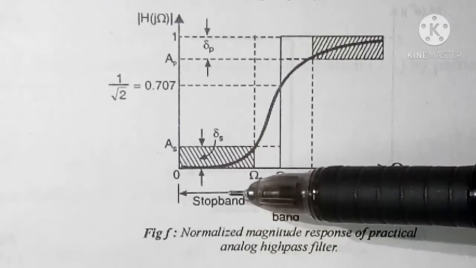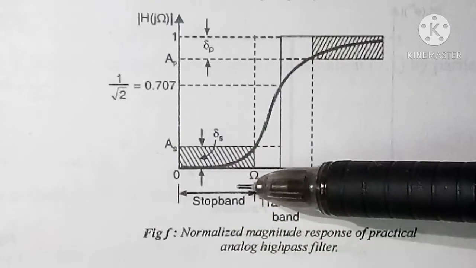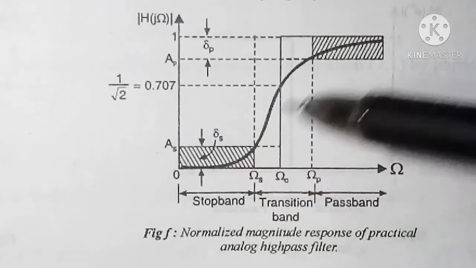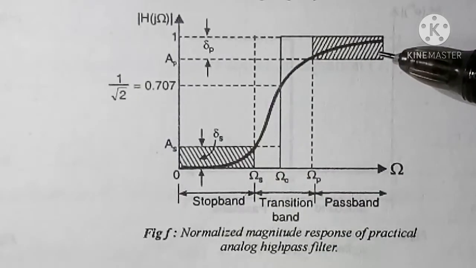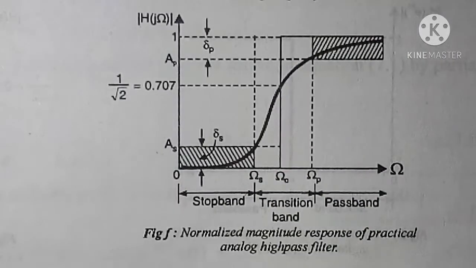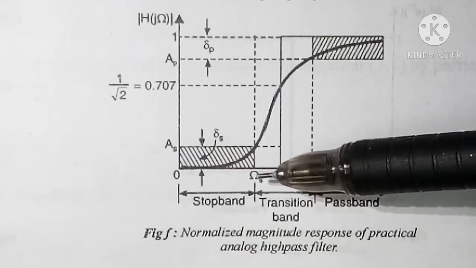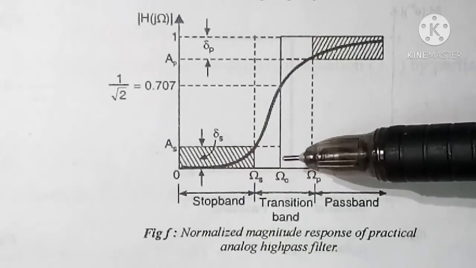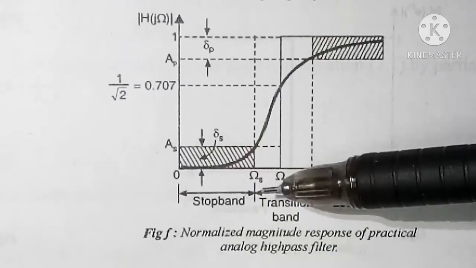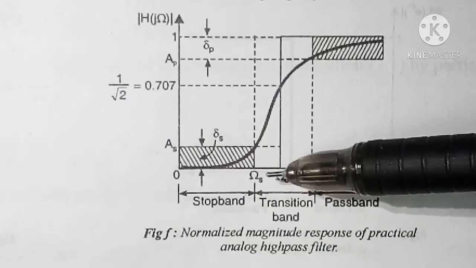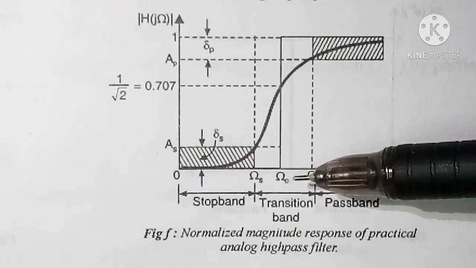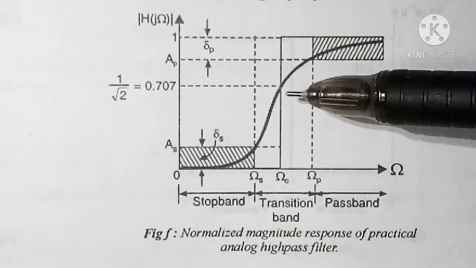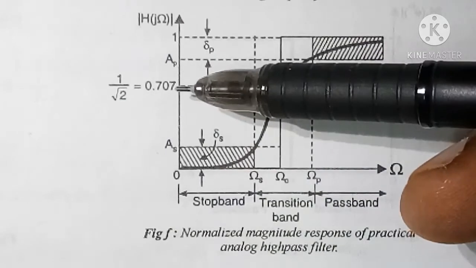Here also, the magnitude in stop band, transition band and pass band is varying. In the stop band, the ripple is delta s, omega s is stop band edge frequency, omega c is cutoff frequency. At omega c the magnitude is 0.707.